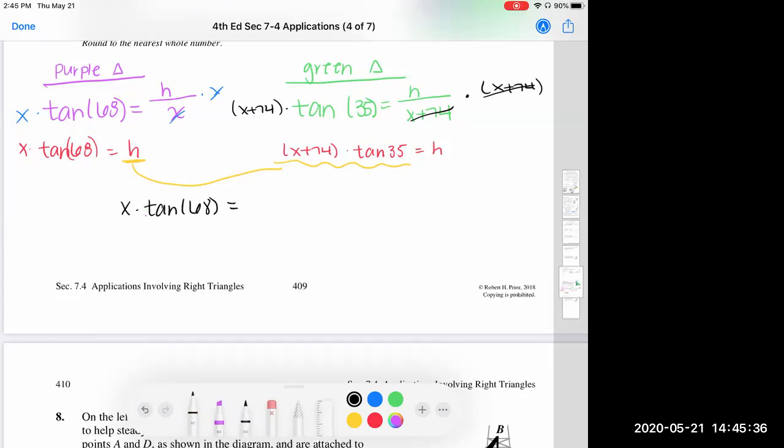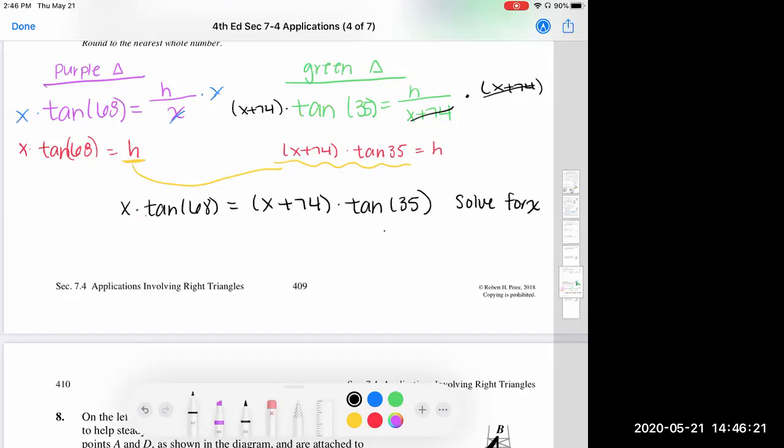X times tangent of 68 equals H, but we're saying, hey, isn't H equal to X plus 74 times tangent of 35? And now we can solve it because we have an equation in one variable. So it turns into an equation to solve for X. And while this doesn't solve our answer, it does get us one step closer because we're dealing with two unknowns. So we're trying to connect the puzzle or start building the puzzle as best we can. So let's solve for X.